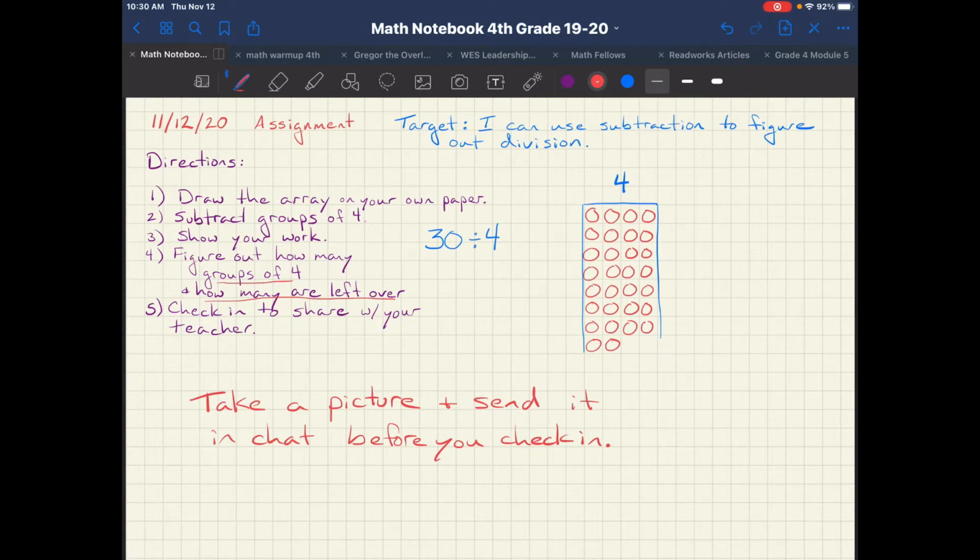The target is, I can use subtraction to figure out division. So we're going to talk about subtracting groups to solve division problems. This page here is your homework, which you should do last.